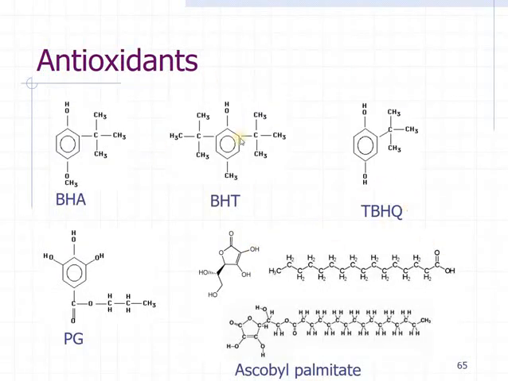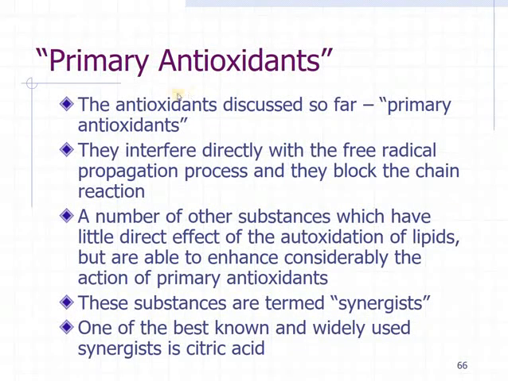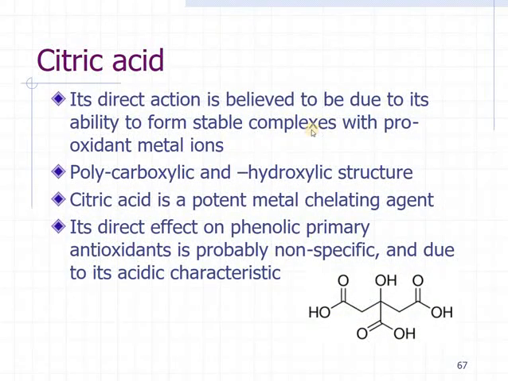So these are the different types of antioxidants. I will not expect you to know the actual structure, but I would expect you to know the abbreviation and what it stands for. So the primary antioxidants, of the different ones, we've discussed the primary antioxidants. They interfere with the free radical propagation, so therefore they block the reaction. And then they can be used to create a synergy. One of the best known synergy is citric acid, that's been used with almost every other antioxidant. So go read about citric acid.